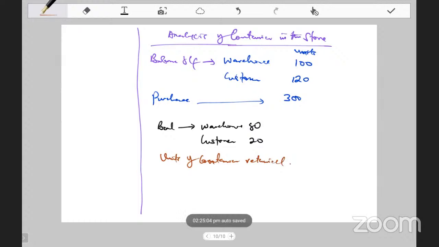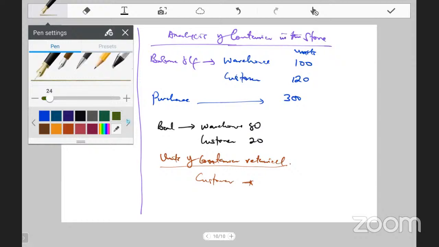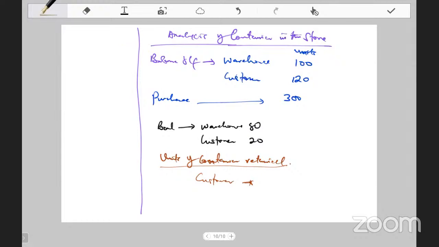Let me give you this task, just fix your brain. How many units of the containers have been retained by the customer? How many units? Give me your answer by unmuting your mic, or you can just type the answer in the chat box. How many units? What is the answer?